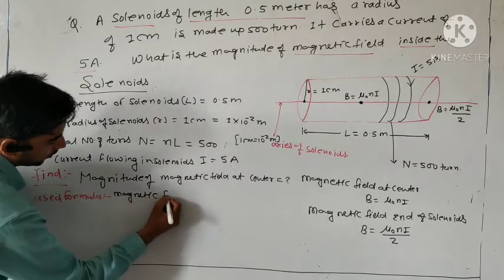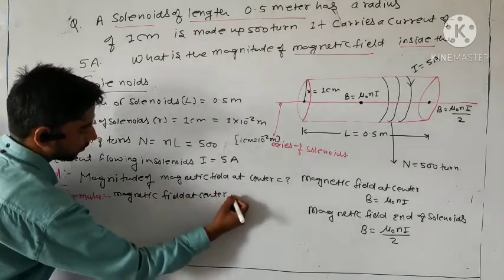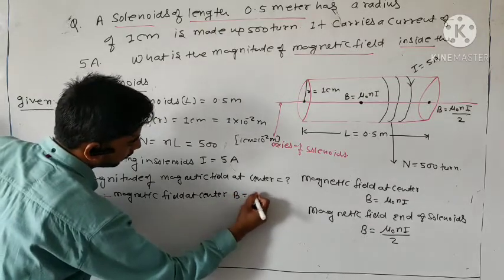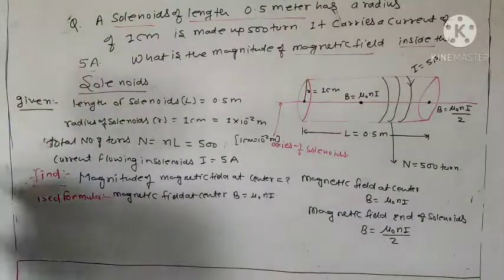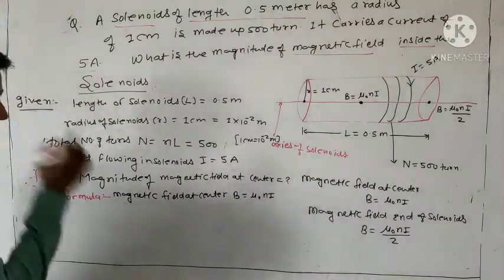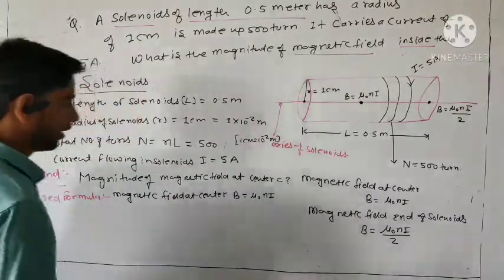Magnetic field at the center of solenoid. At the center of solenoid, B is equal to what? B equals mu 0 n I. We will find it with the help of this formula.